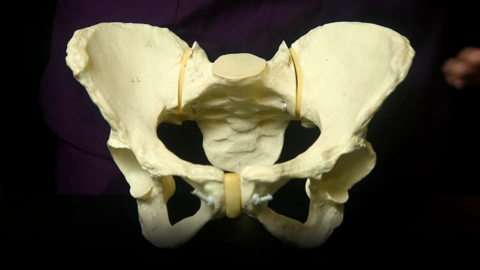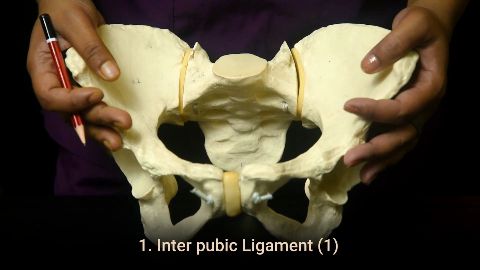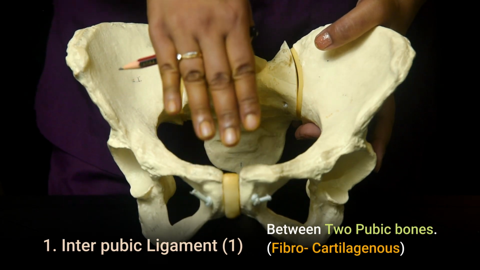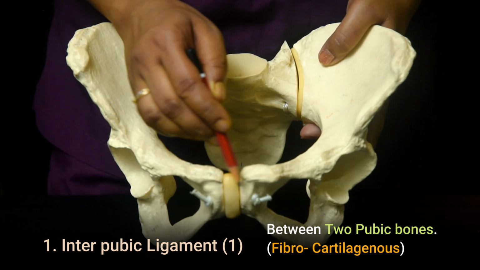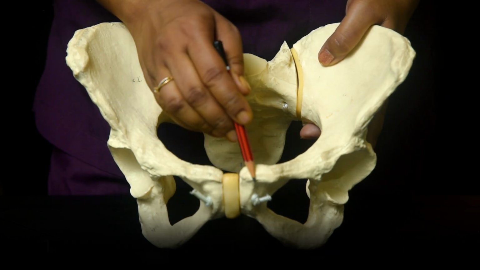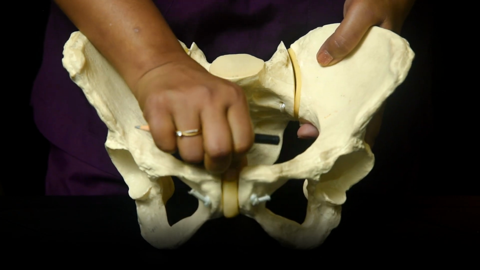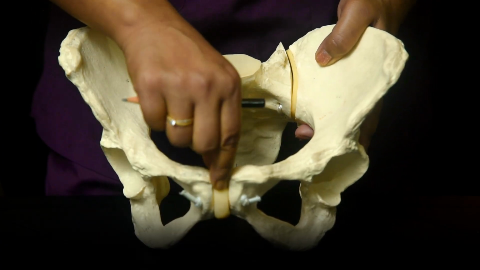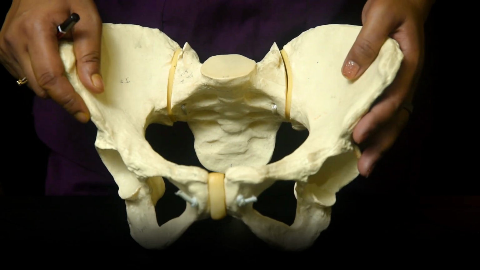Okay, it helps to hold the joints together. Now, first talk about the interpubic ligament. The name denotes that it is present between two pubic bones and joins them together. That is the interpubic ligament between two pubic bones. You can see easily that this is fibrocartilaginous in structure, a very soft one. This is one in number.